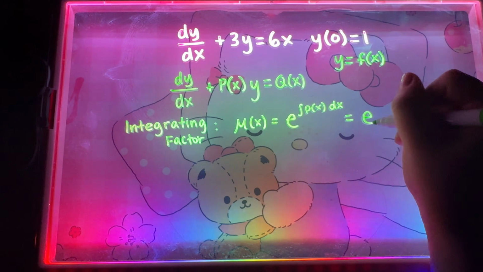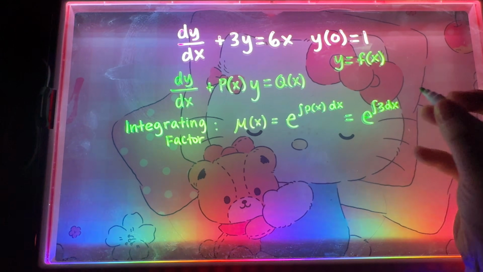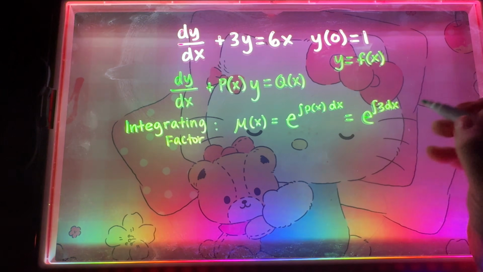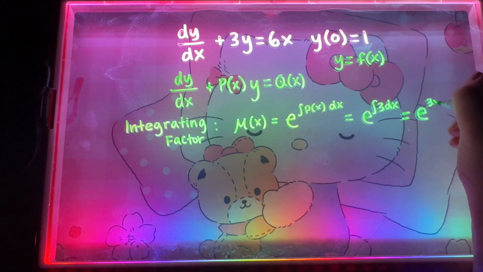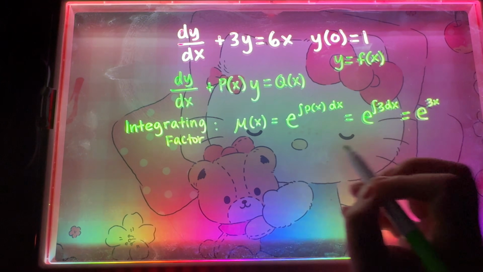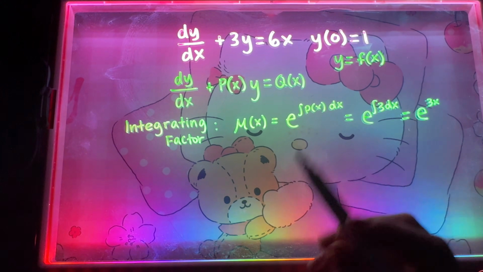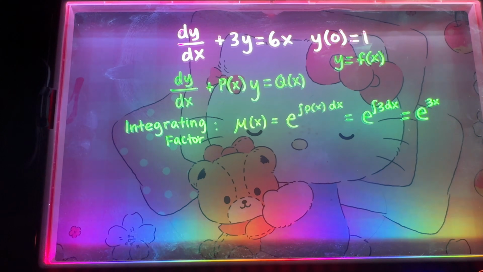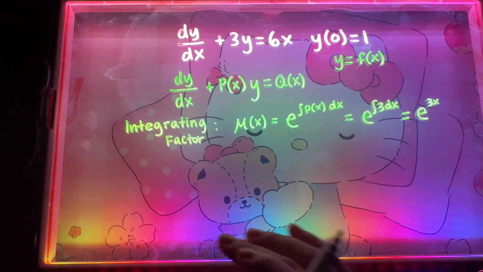So we do e to the integral of 3 dx. The integral of 3 with respect to x is just 3x, right? The derivative of 3x is 3. And we don't need to add a constant or anything here because we still have more work to do. So our integrating factor is e to the 3x. So then the next step is to multiply both sides by e to the 3x.